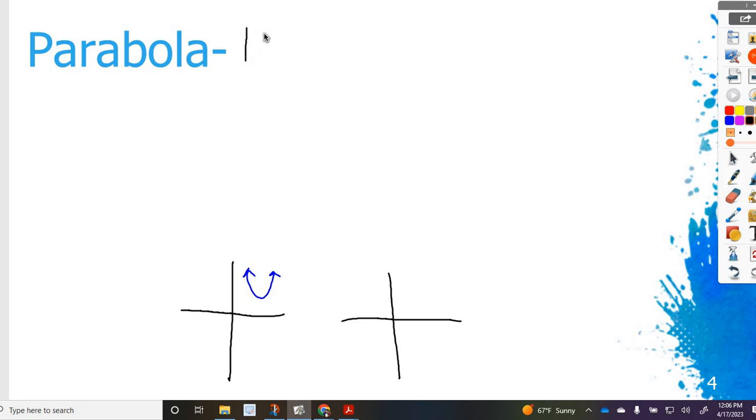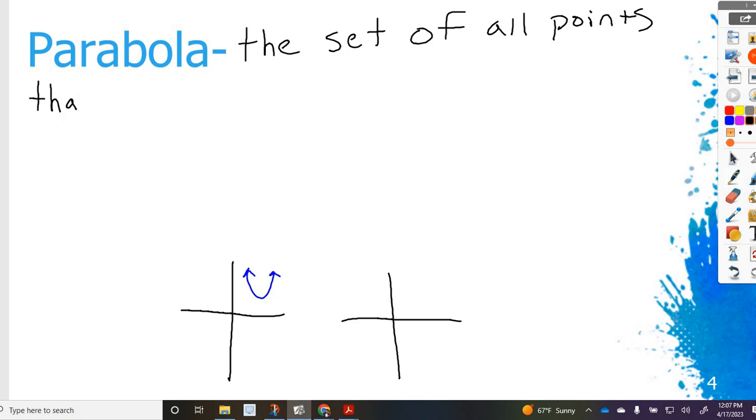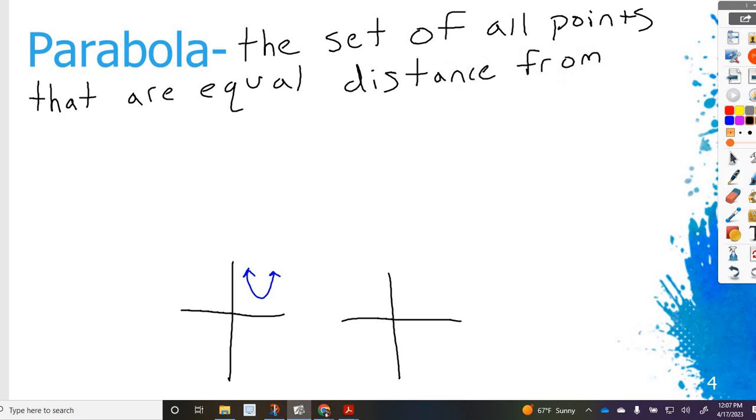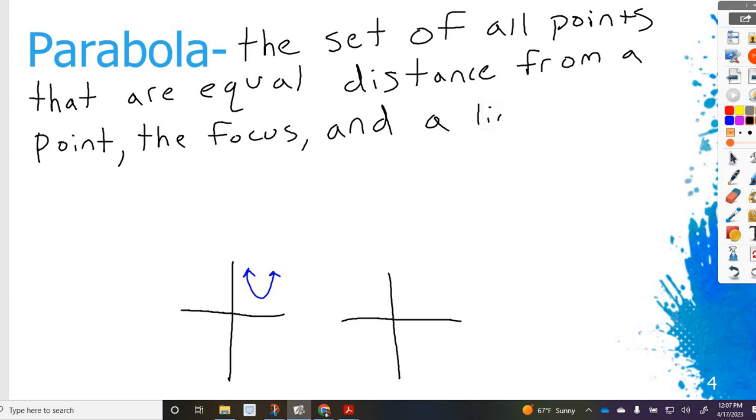So a parabola is the set of all points that are equal distance from a point, which we are going to call the focus, and a line, which is the directrix.